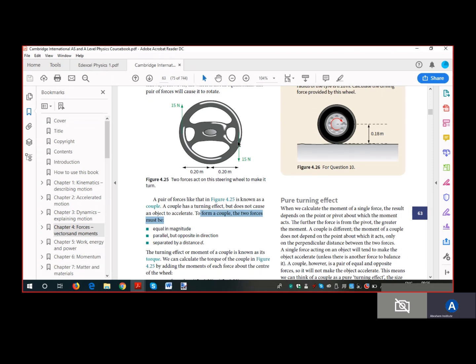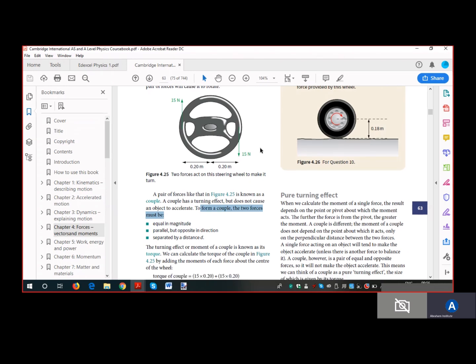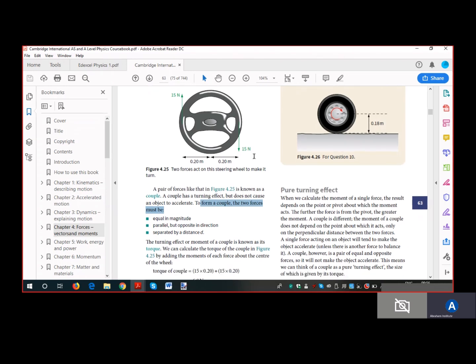Then separated by a distance d. The distance is 0.2 plus 0.2. The distance between these two forces, from here to here, is the distance d. So the distance between the two forces is 0.4, separated by a distance d. Okay, the turning effect of a moment of a force is known as its torque.